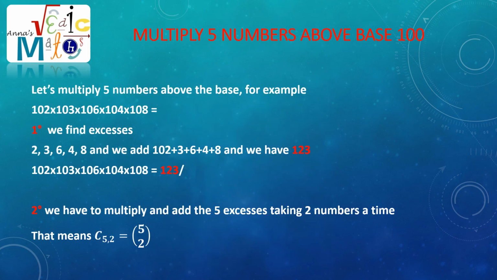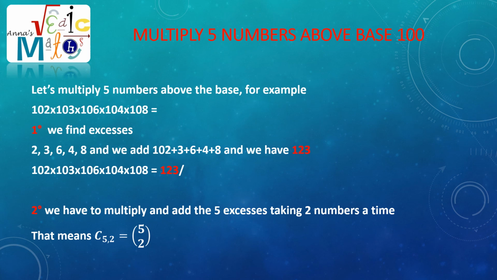Some applications. Combinations are useful to understand how many numbers we have to multiply when we multiply numbers near the base. Let's multiply 5 numbers above the base. For example, 102 by 103 by 106 by 104 by 108. This is the extension of multiplication of 2 numbers above the base.